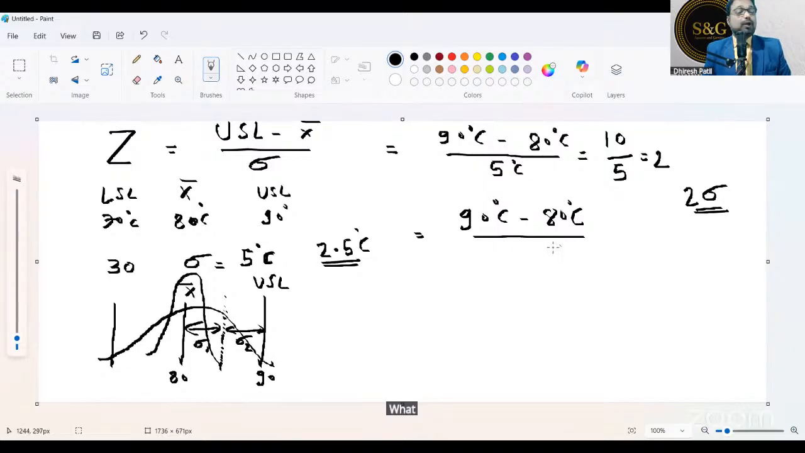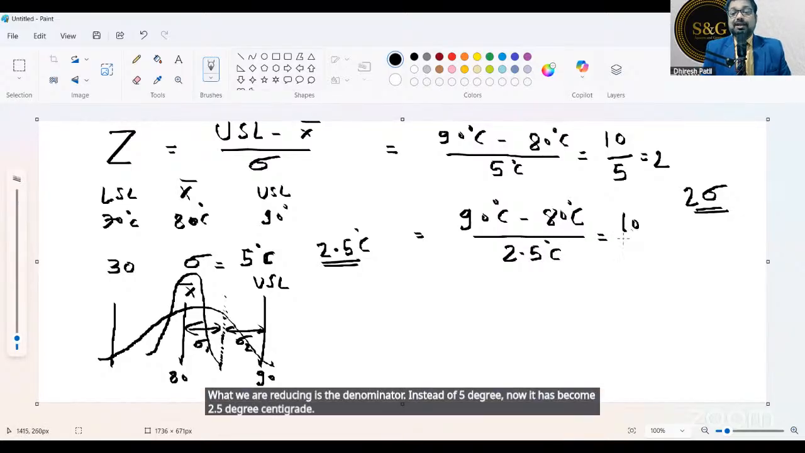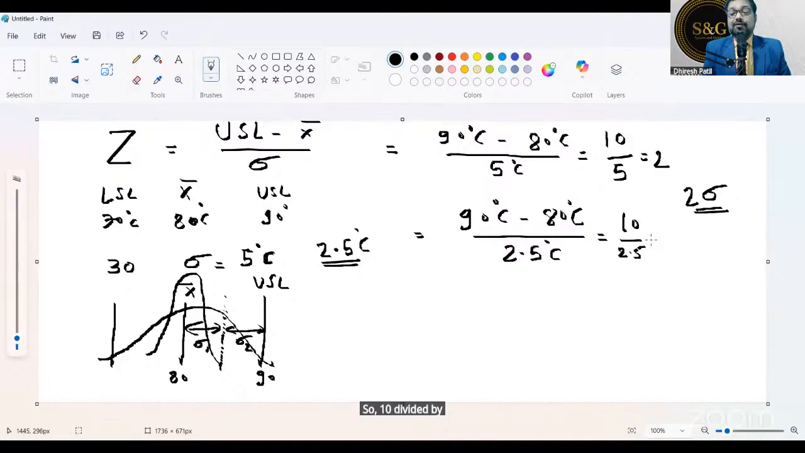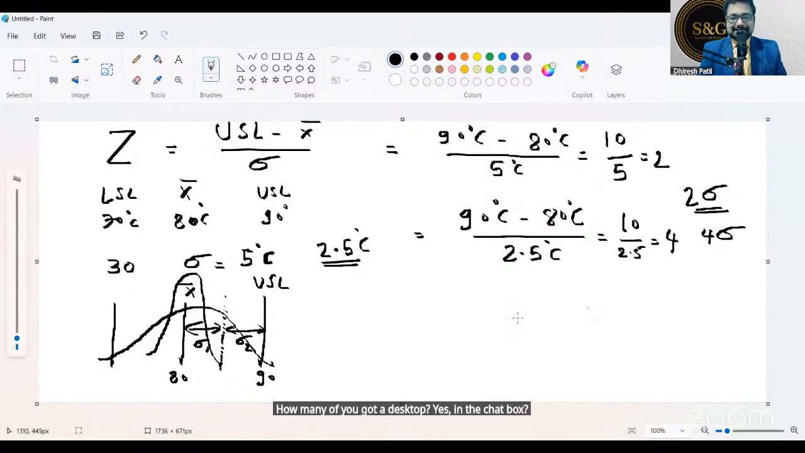What we are reducing is the denominator. Instead of 5 degree, now it has become 2.5 degree centigrade. So 10 divided by 2.5 is equal to 4. When I have Z value at 4, I call this process a 4 sigma process. How many of you got it? Just type yes in the chat box.